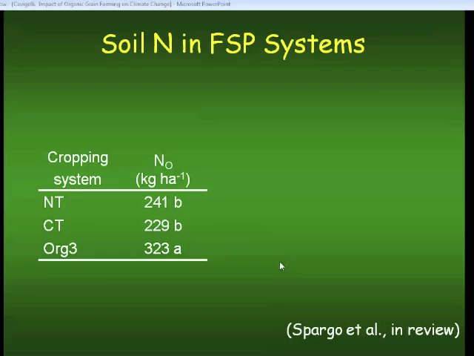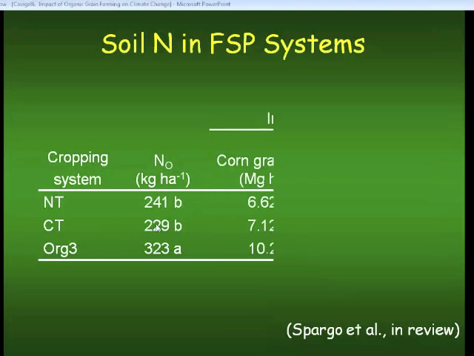I also want to point out one thing about the nitrogen in these organic systems that might be something we can generalize to organic systems in other areas. In these three systems, we looked at the nitrogen mineralization potential. This is the amount of nitrogen that can become plant available in a year in these systems. This was measured as a soil incubation. You'll notice that there's more nitrogen that can be released in the organic systems than in the two conventional systems. This is prior to adding hairy vetch and manure. So this is just the power of the soil after 14 years of management in these systems to release nitrogen.